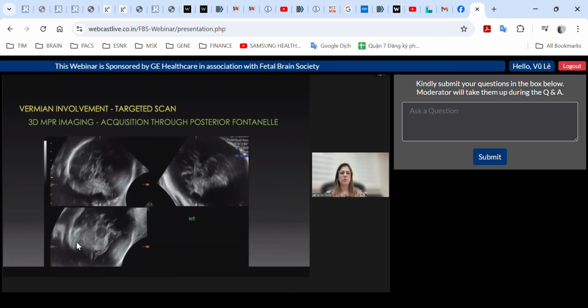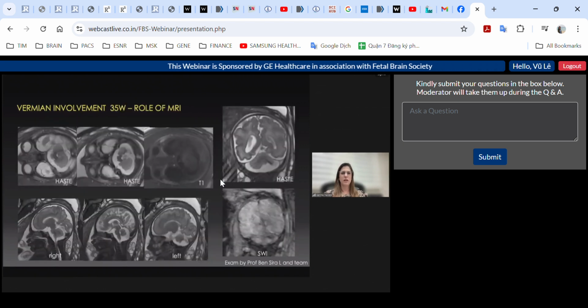it's very important to use 3D MPR imaging in order to reconstruct the cerebellum in the midline and to be sure that we are facing the vermis. And then, okay, I cannot achieve an anatomically normal vermis. And this is very, very important for us to establish the involvement of the vermis, which will be one of the most important prognostic factors.